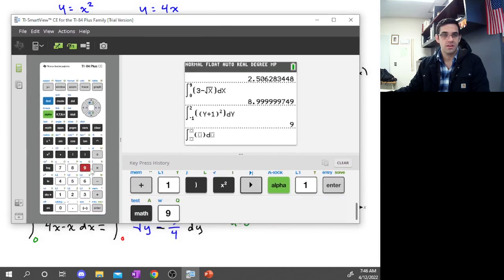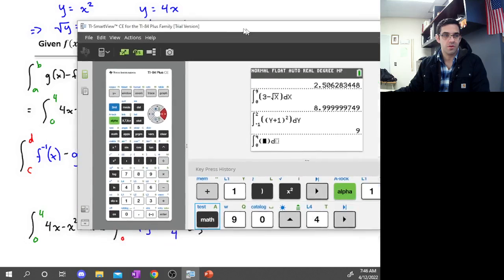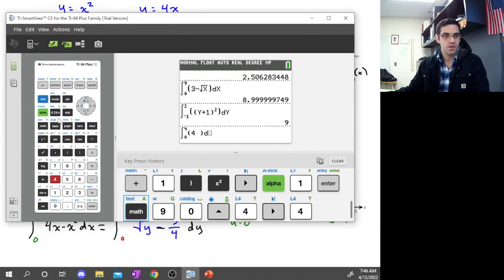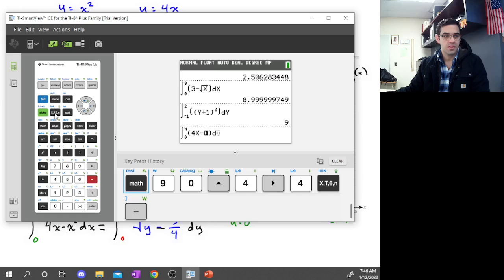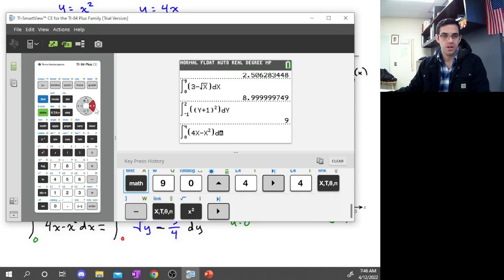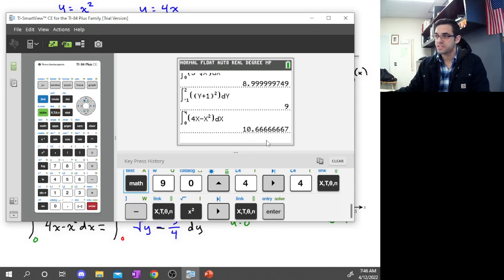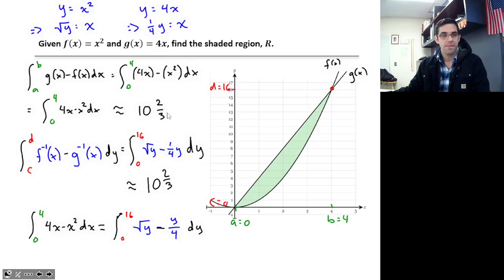Math 9, integrating from 0 to 4. Our function is 4x minus x squared, and we're integrating with respect to x. So 10.66666 is 10 2/3, so we're good to go there. 10 2/3, it's about the same.